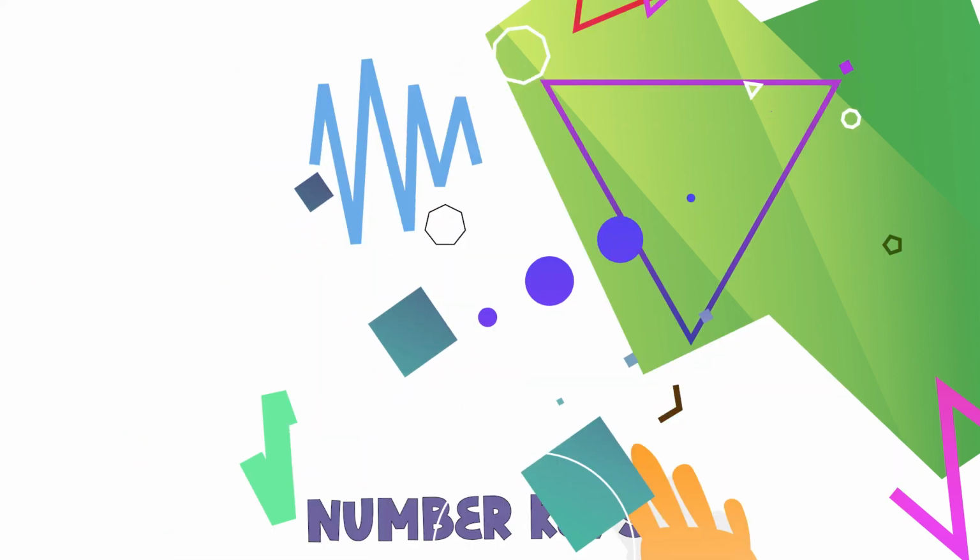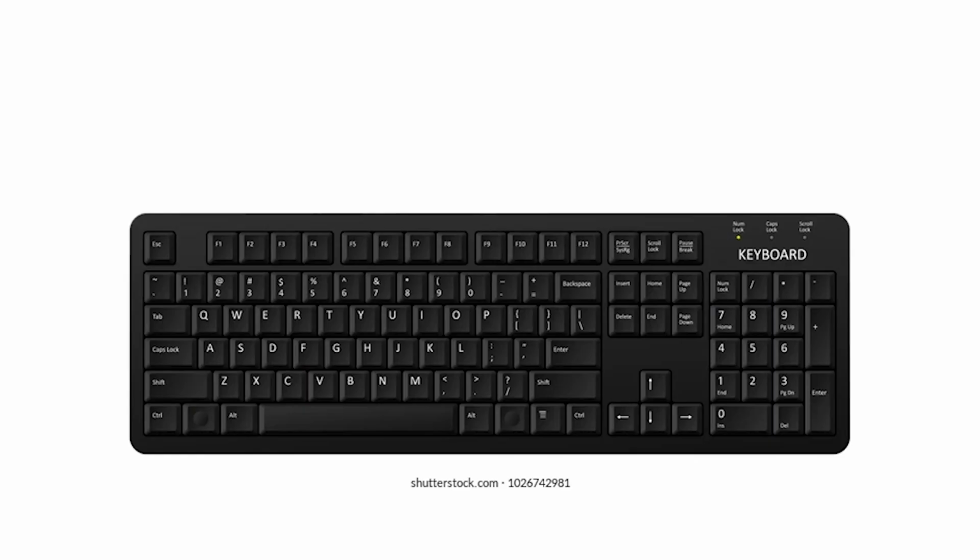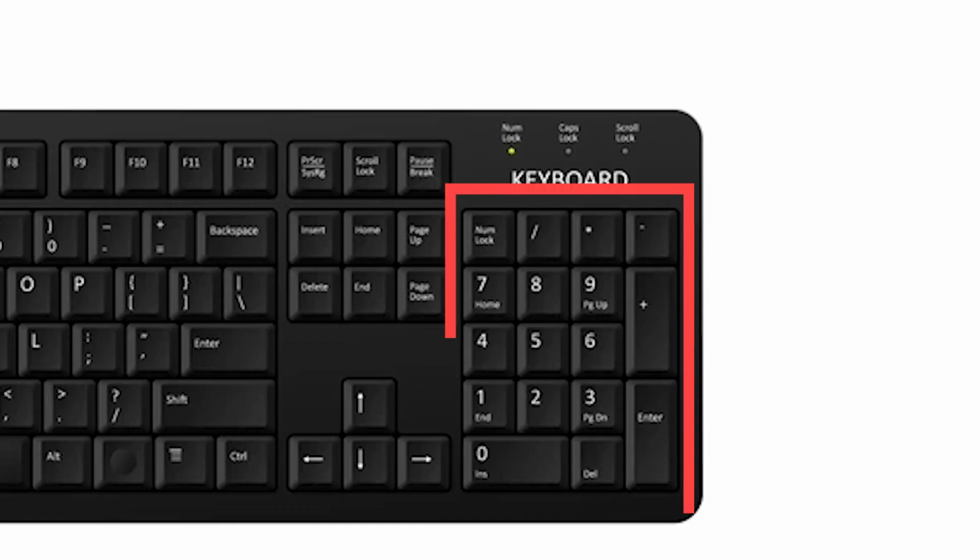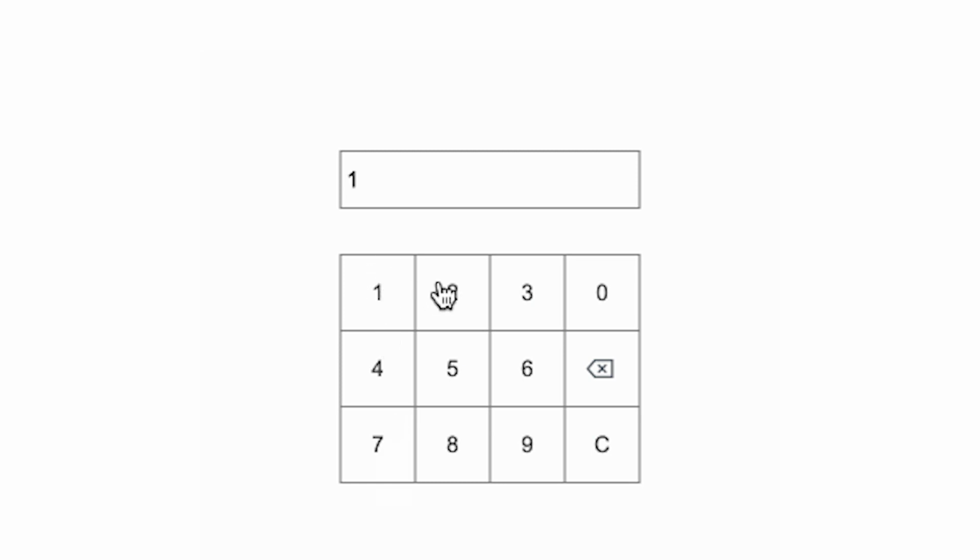Number keys. Next, we have the number keys. They are the keys that have numbers from 0 to 9. These keys are used for typing numbers in math problems or when we want to write down our age or phone number. The number keys are at 2 places on the keyboard.